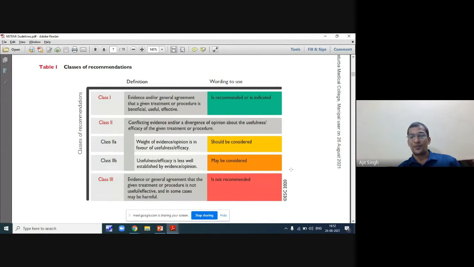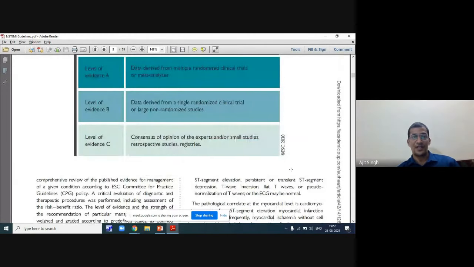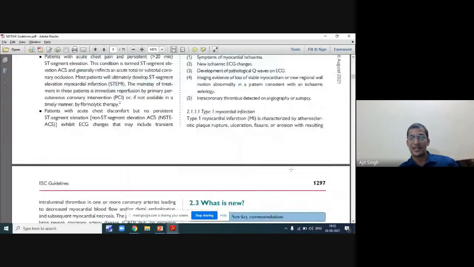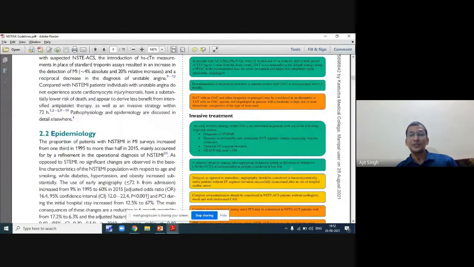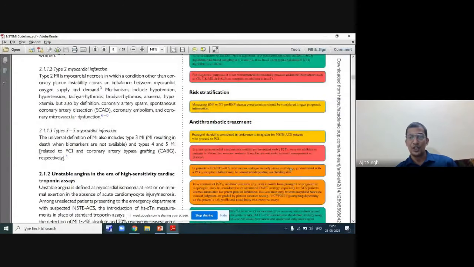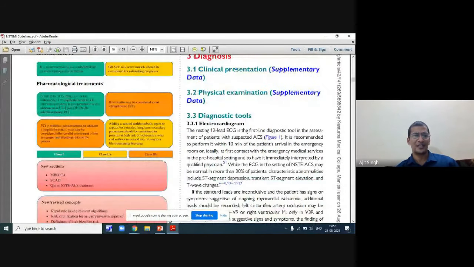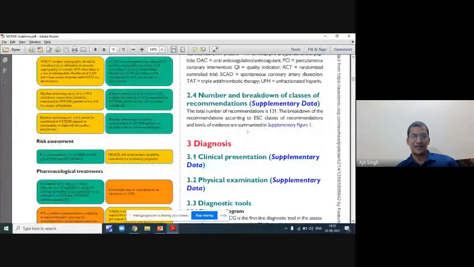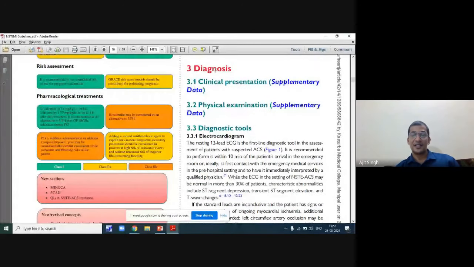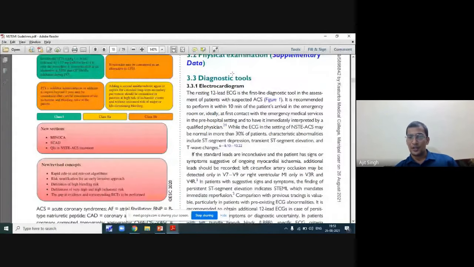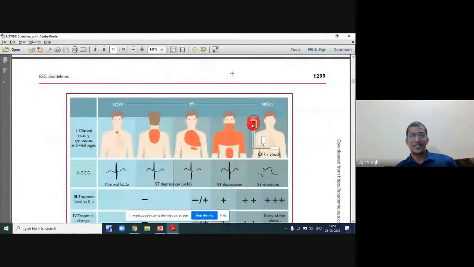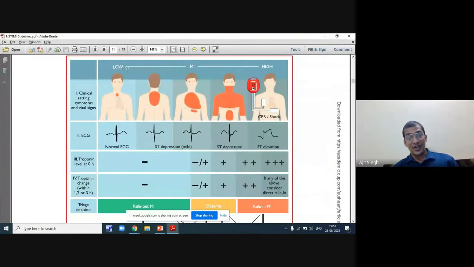Okay. So let's see how they have recommended, and based on the levels of evidence only, they have classified all the drugs. So here they have given the new guidelines, the new things they have added into the 2022 guidelines. From here it starts, all the new things like diagnosis. So you can see here the diagnosis and the risk factors, low to high risk factors, how they have given.